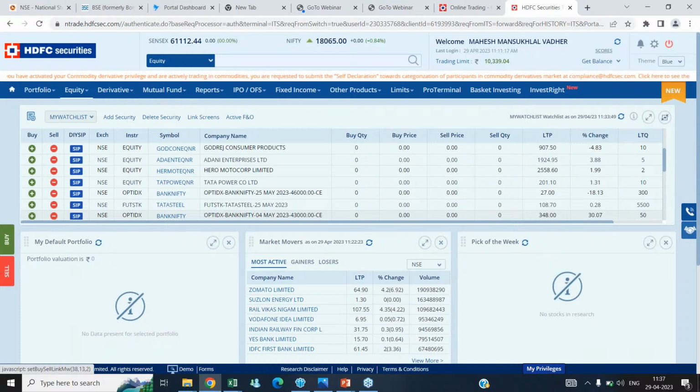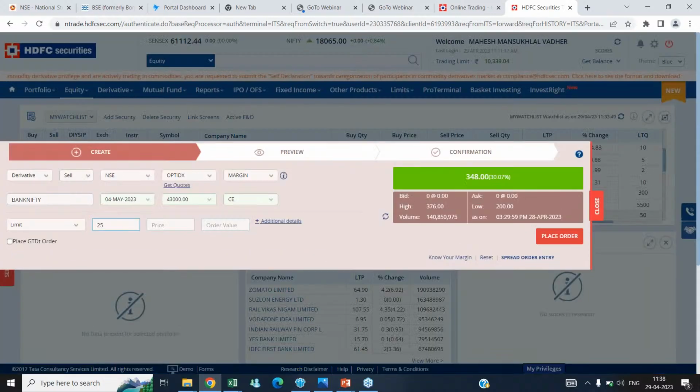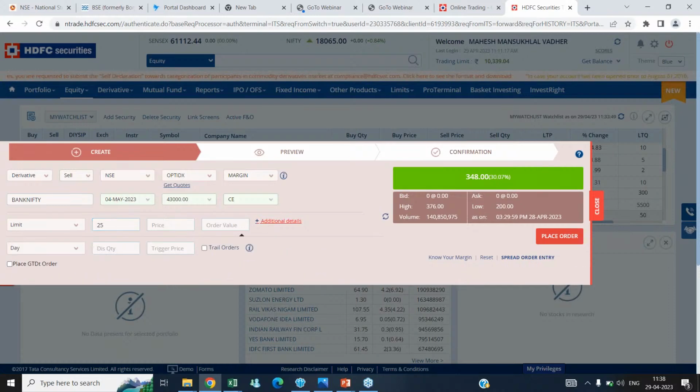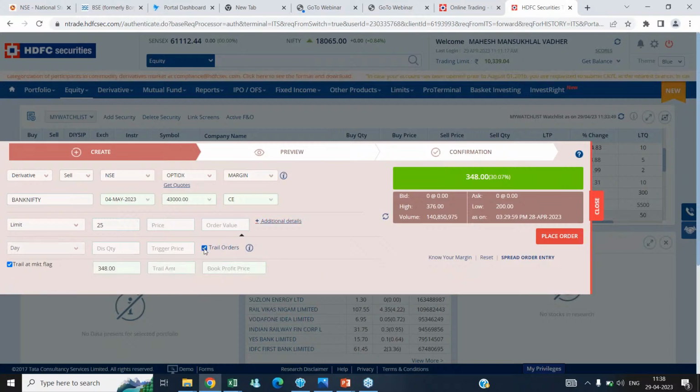Click on minus. Once you click on minus, you need to click on additional details. Once you click on additional details, there will be a trailing orders functionality which you need to tick. Once you tick this, it will ask you to place a book profit price and also the stop loss price. Suppose you want to place the book profit at 450 rupees to sell this 43,000 Bank Nifty option of 4th May expiry.